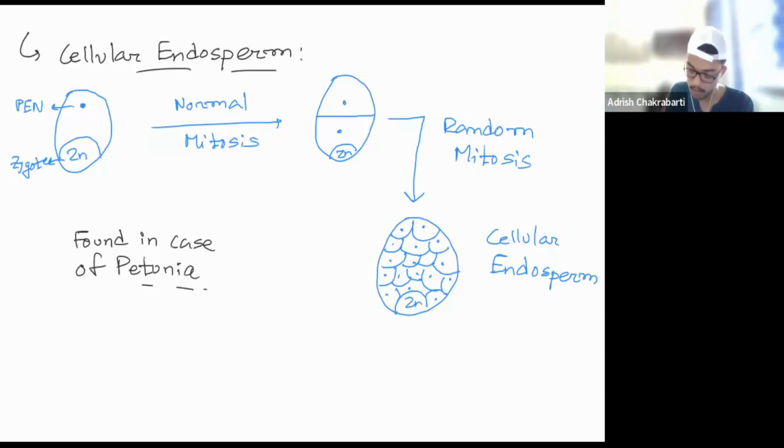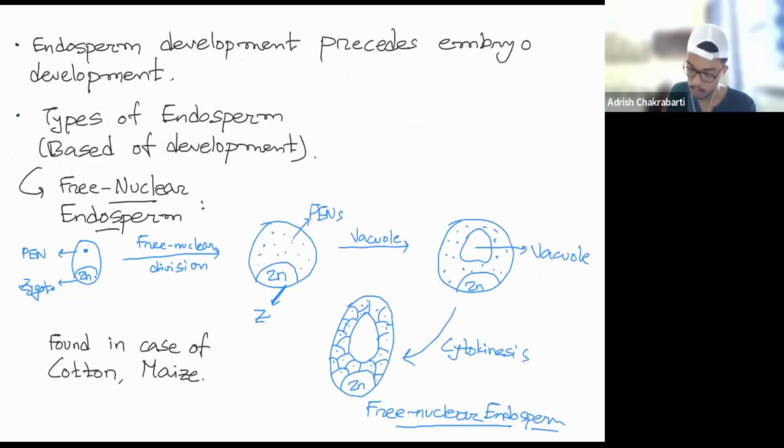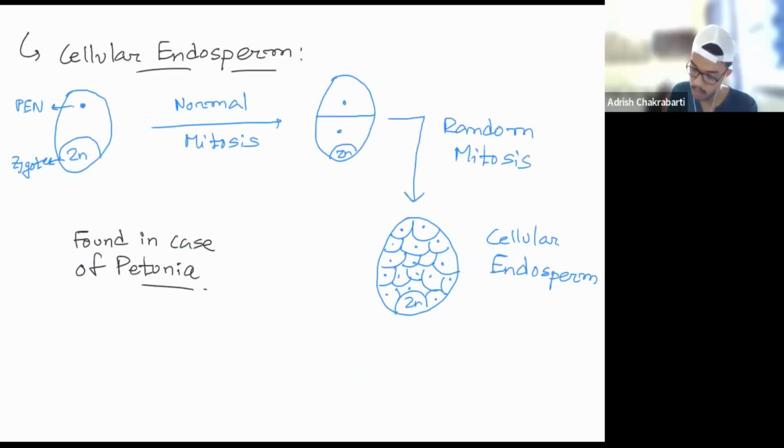Okay, so let me just add some highlight points about this. Okay, no. Let's not go this way. Let's first complete the types of endosperm first, and then we will get on to some interesting information about either of them. So the last is the halobial endosperm.